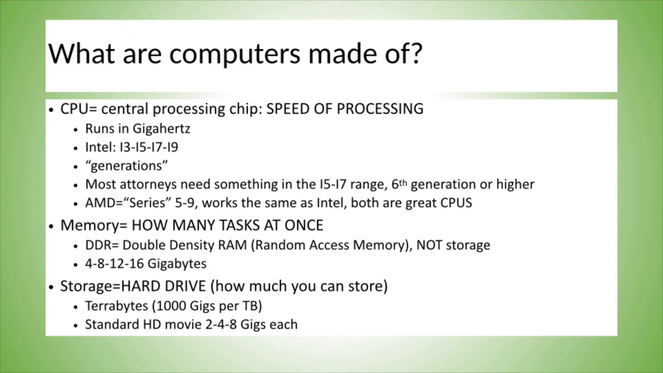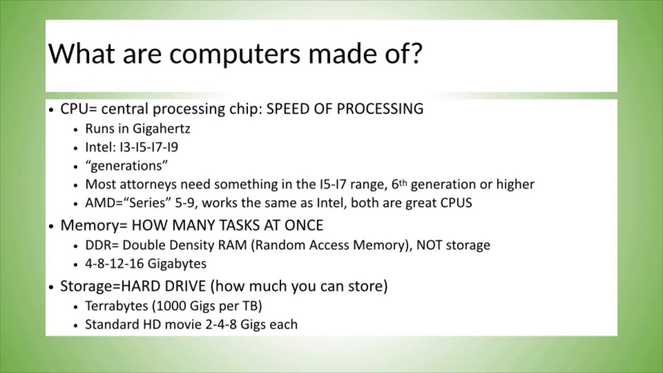Now, memory is different than processing speed. It's related to processing speed, and both of them work to influence the other. But memory deals with how many tasks you can do at one time. So what we have is DDR, which is called double density RAM, and that's random access memory. That's not storage. Random access memory we could almost call short-term memory. It allows you to do more tasks at once. The more memory you have, the more RAM you have.